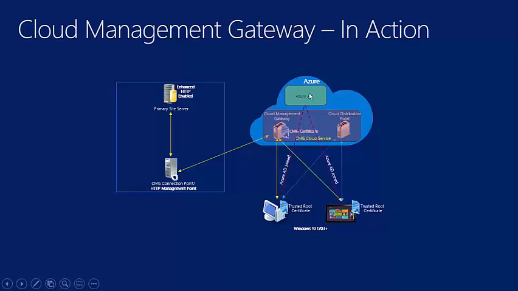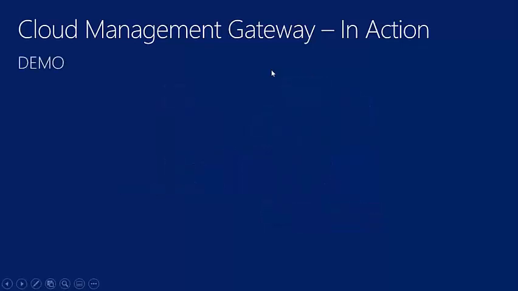And then these two machines are both Azure AD joined. And that's the extent of the configuration. Hopefully the visual helps summarize a bit better for you. So that said, let's go actually see the Cloud Management Gateway in action.